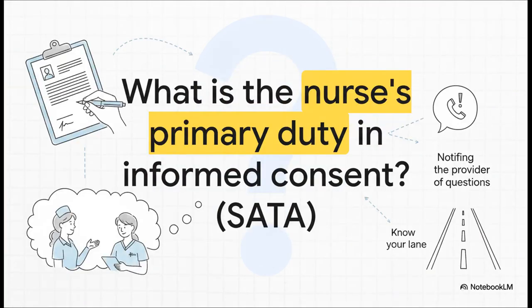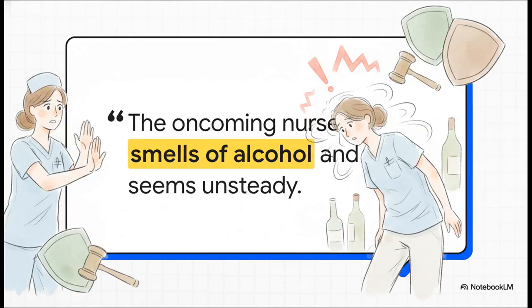Okay, everyone's favorite, a select all that apply. When you're witnessing informed consent, what are your primary duties? Is it A, making sure the client gets it, B, talking about other treatment options, C, witnessing the signature, or D, telling the provider if the client still has questions? Pick all that apply. The right answers are A, C, and D. Your job is to ensure understanding, watch them sign, and get the provider if they're confused. What's not your job? B, discussing alternatives is the provider's territory. Know your lane.